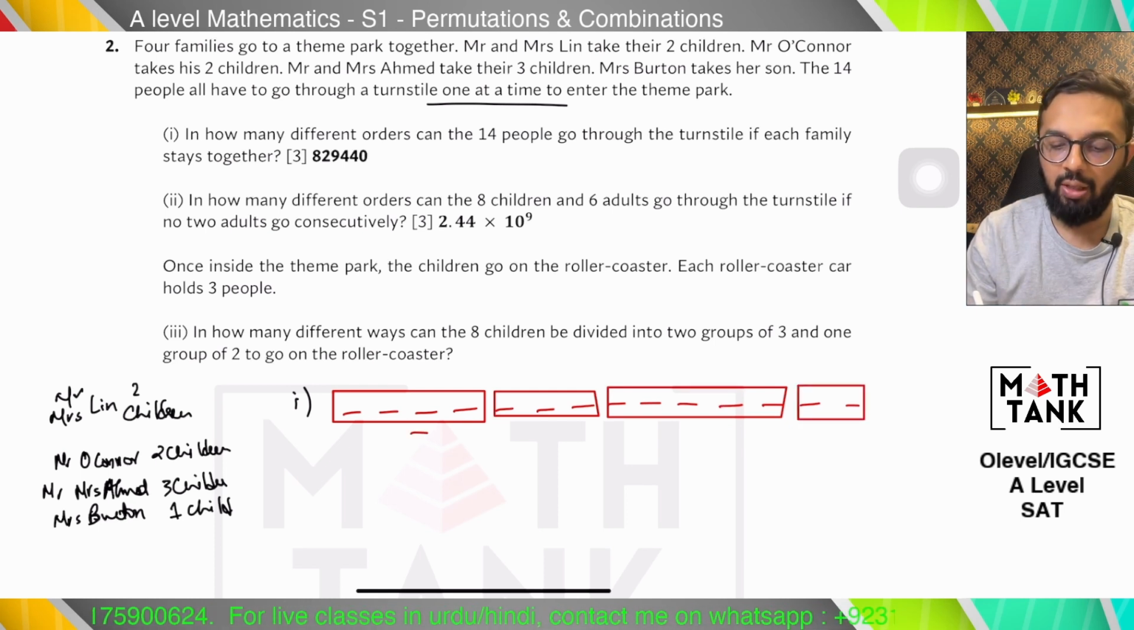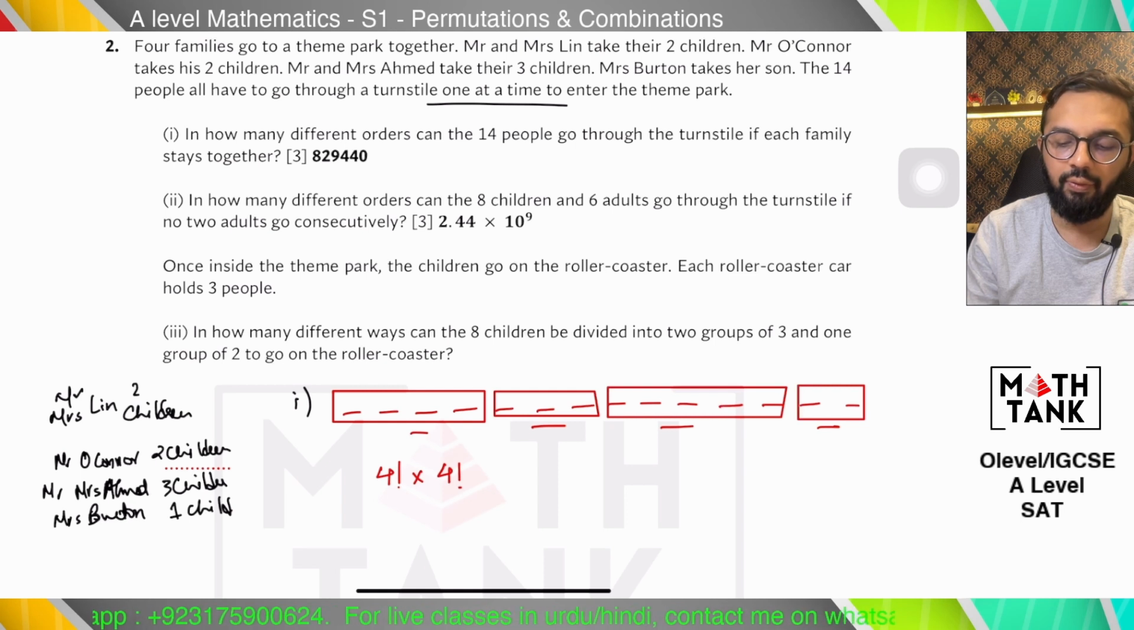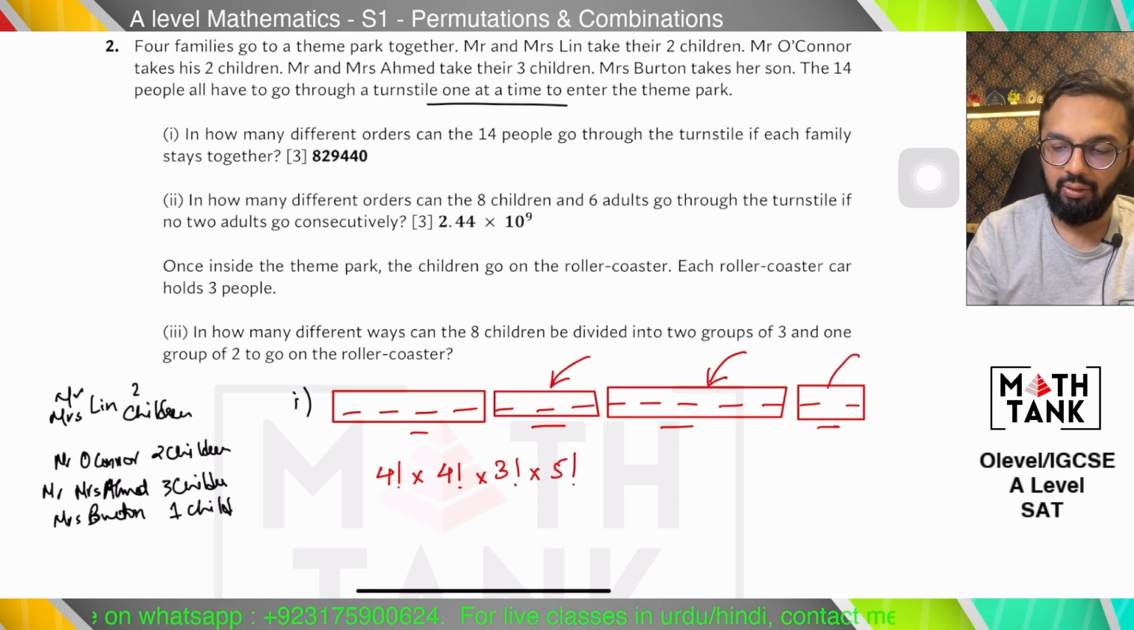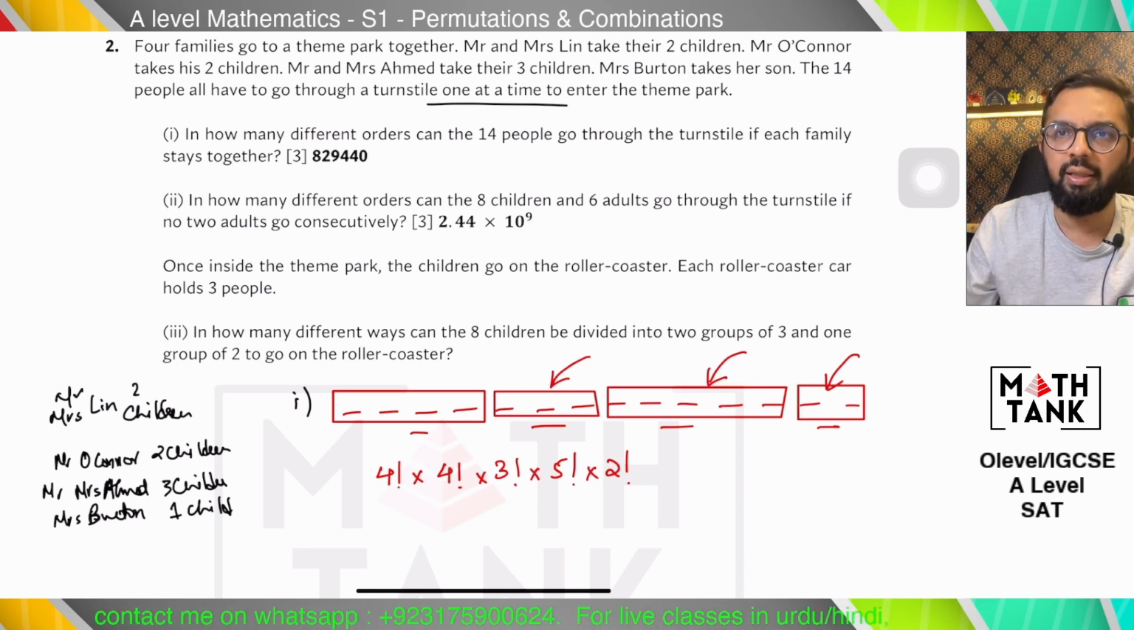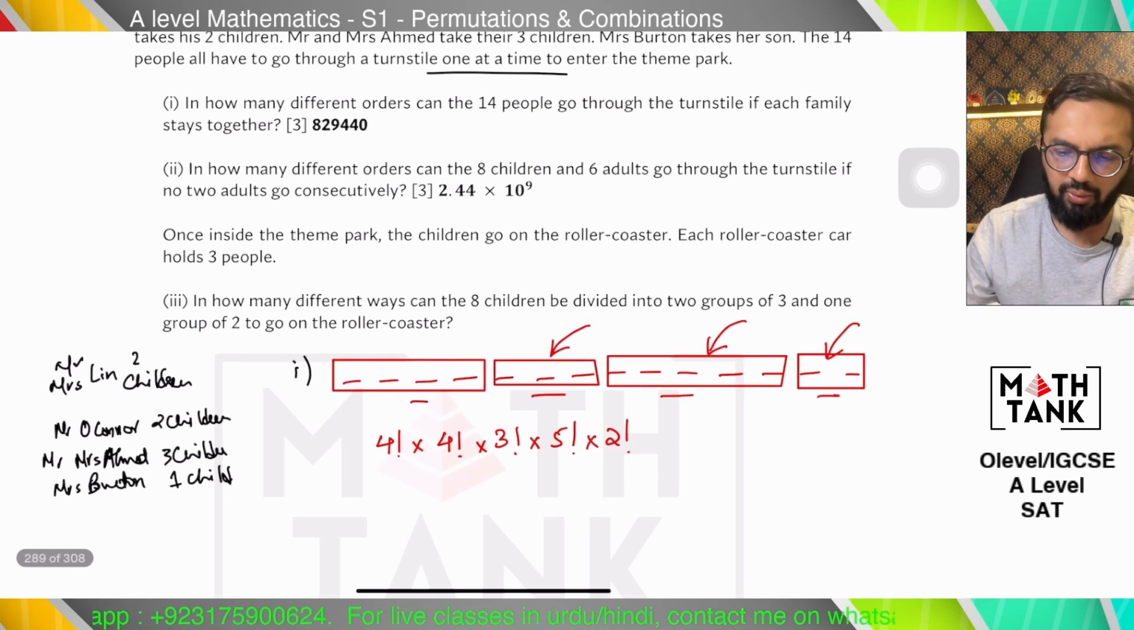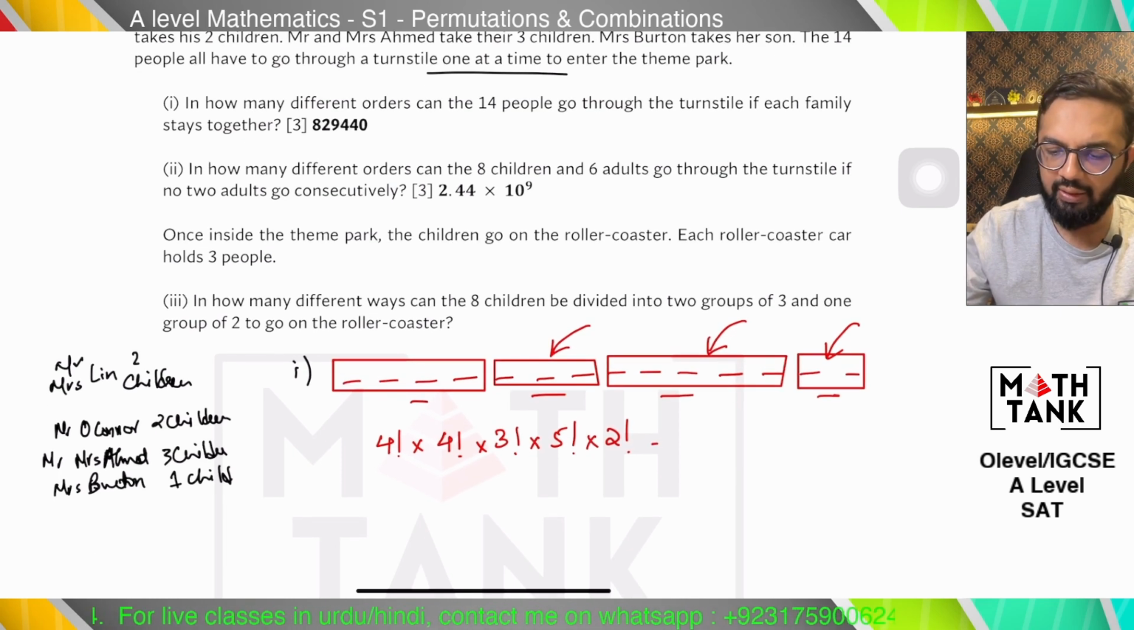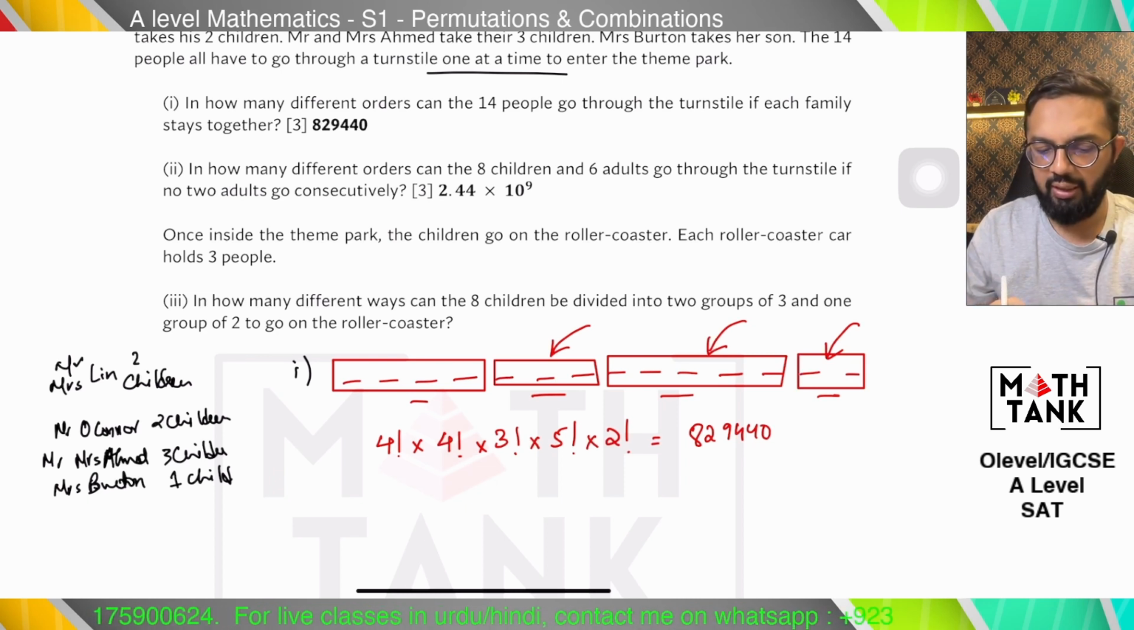I put a box. Every box acts as a dash, so 4 factorial. Then you go inside the boxes. The first box has 4 dashes, so another 4 factorial. Then you go inside this box, 3 factorial. Then inside that box, 5 factorial. Inside that box, 2 factorial. Are there any identical things? No, there aren't any identical things. People can't be identical. So that is pretty much it. You get your answer by multiplying all of these through, and you should get 829440. I'm going to check the answer quickly.